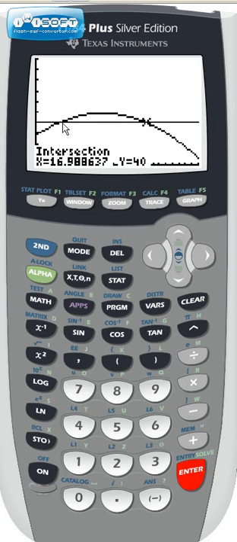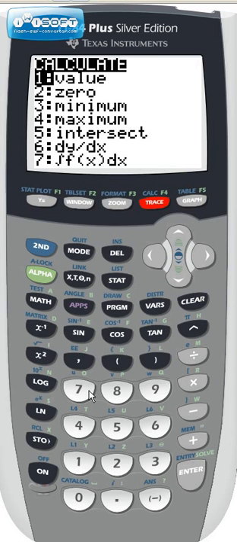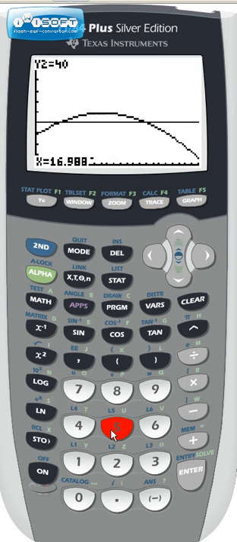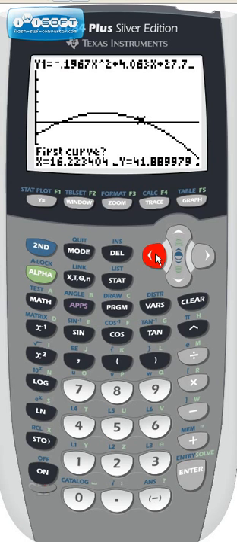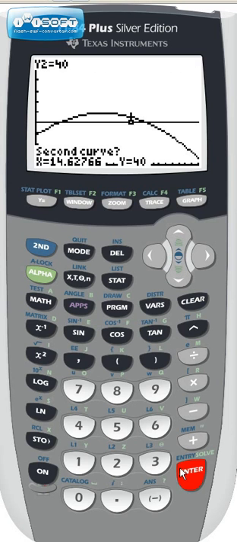There's also another intersection point over here, so let's calculate that. Again, going back to second trace, choosing number 5 for calculate. I'm going to move over a little bit so I can confirm that I'm on my first graph, press enter. I'm on my second curve, press enter. And for my guess, I'm going to move a little closer to the point on the right and press enter.